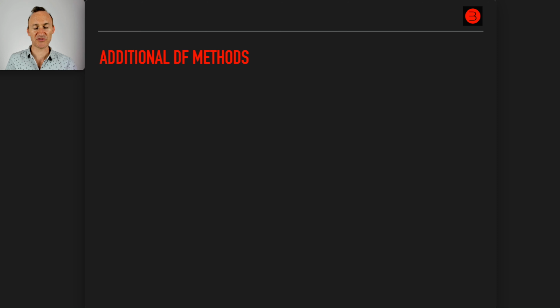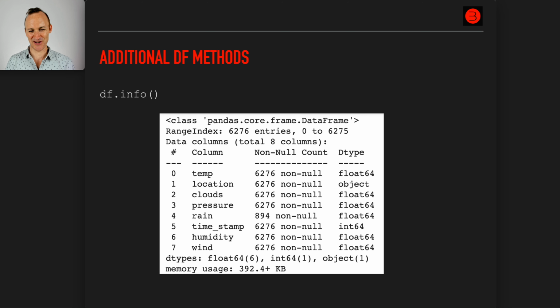Okay, now let's look at some additional df data frame methods. Okay, there's df.info. Let's look at what this does. Okay, a lot of stuff here going on, right? So let's just look at some of it, some of the key pieces. Okay, we can start with the entries, which are the number of rows. You can see that there's 6,276 with indices 0 to 6,275. That's considered standard, not very big today.